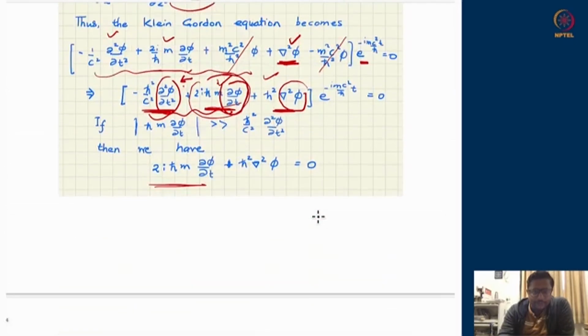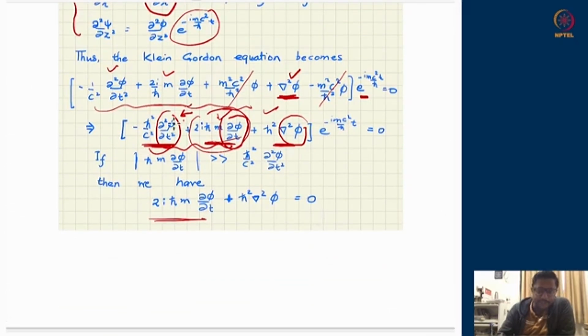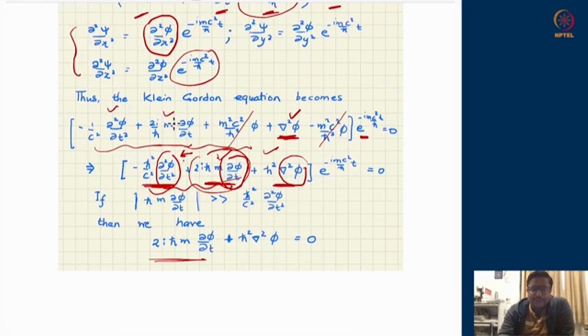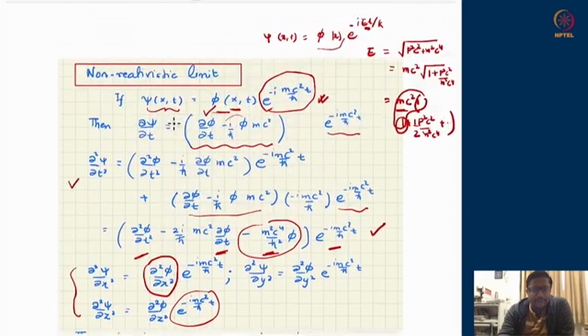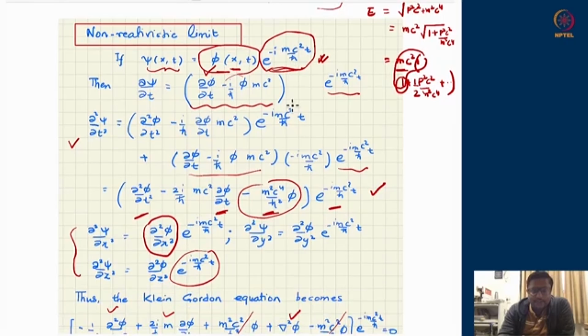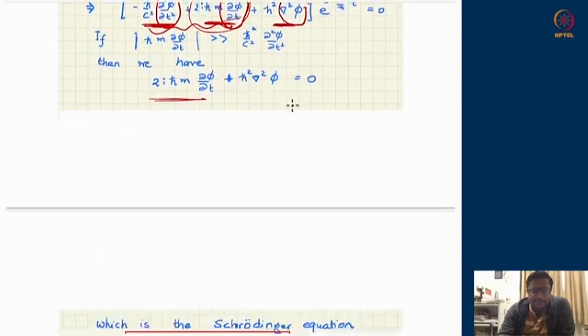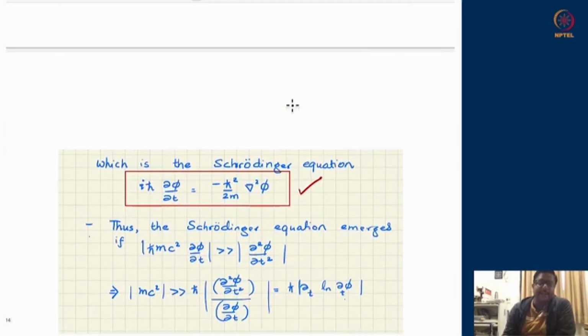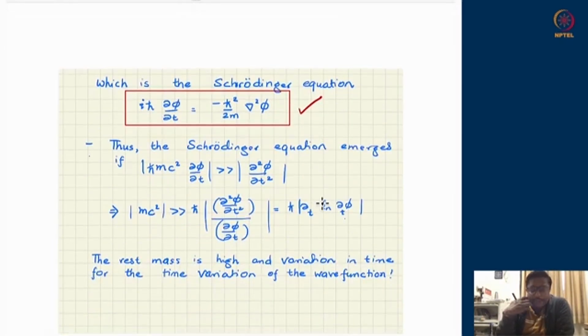So in the limit, when the double derivative of phi is much smaller compared to the single derivative of phi. Remember, phi was what? Phi was the rest mass independent part. Rest mass energy was coming in the exponential. I have pulled out the rest mass energy. So therefore, the rest mass energy independent part is the phi. That phi's double derivative is much weaker than its single derivative. In that limit, I get the equation which governs the phi, the rest mass independent part, which is the Schrodinger equation.